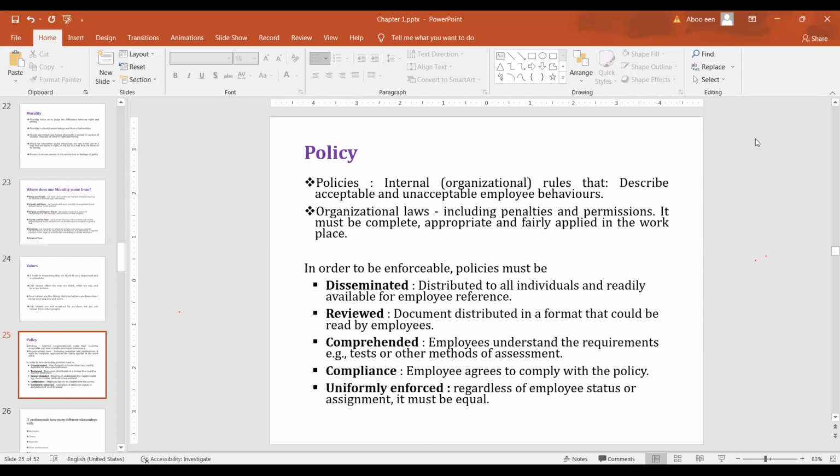So these are the things that must be considered in order to implement these policies. What's the idea? Yes, sir. Okay. Shall we move to the next slide?